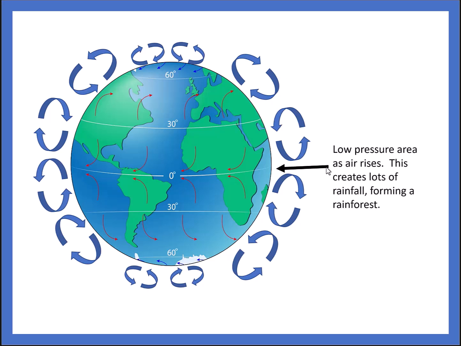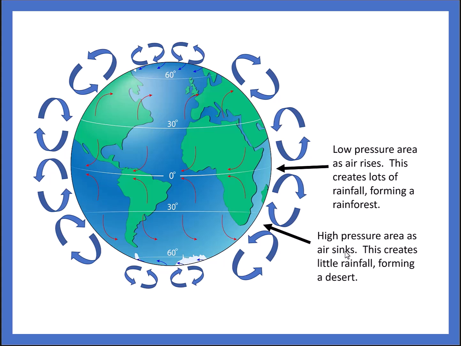So here we've got low pressure as air is rising, and that's creating rainfall, forming a rainforest. And in this band here, high pressure is being caused by this air sinking, and it creates a small amount of rainfall, it reduces the amount of clouds and forms a desert. So you may be on the same continent, in the same longitude, but that latitude that creates the different air circulation patterns is going to cause different ecosystems and different biomes to exist.